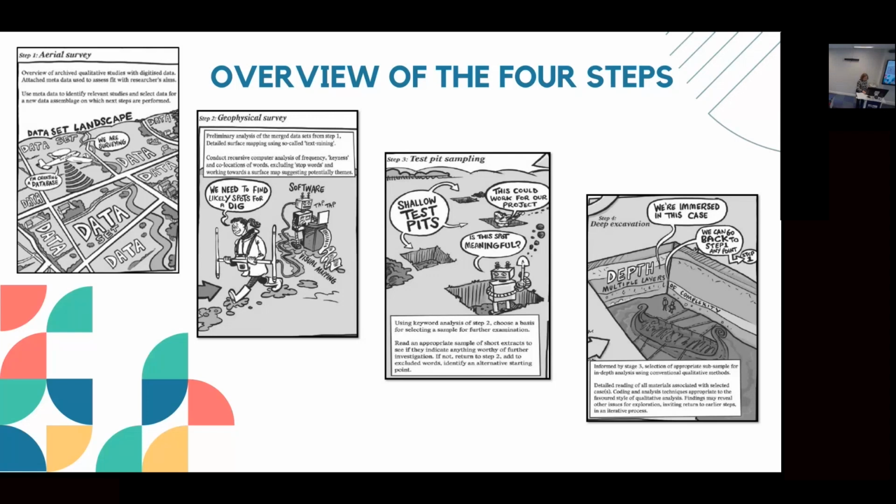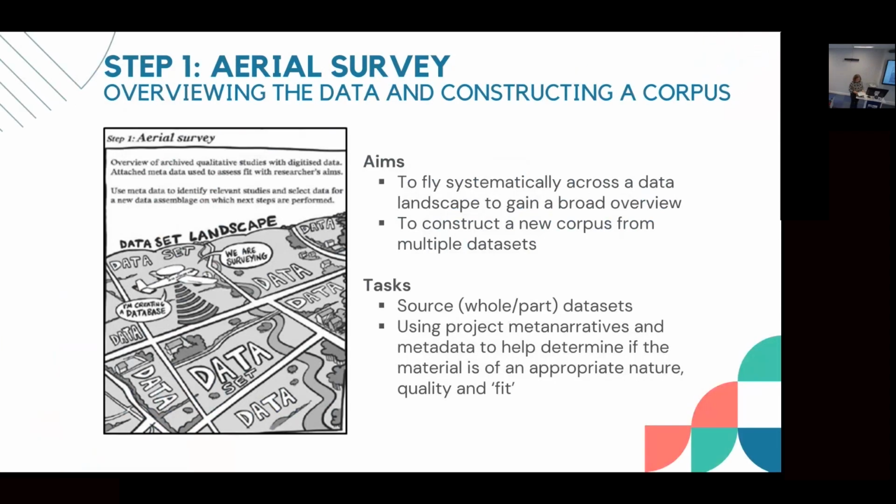So I'll take you through the 4 steps now so you get a better sense of what the approach involves. Step 1 is an inquiry-led overview of archived data, or the kind of data that you have access to, which is undertaken to source whole or part data sets of an appropriate nature, quality and fit either to your research topic if you do something exploratory, or to your research questions if you have something more specific in mind.